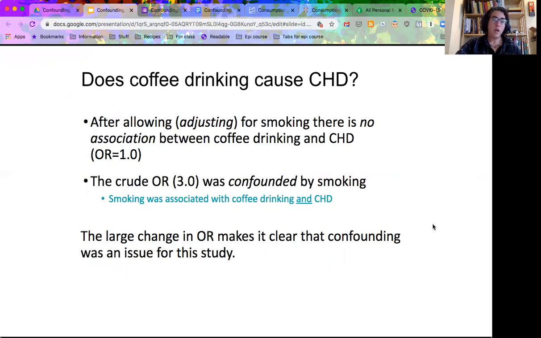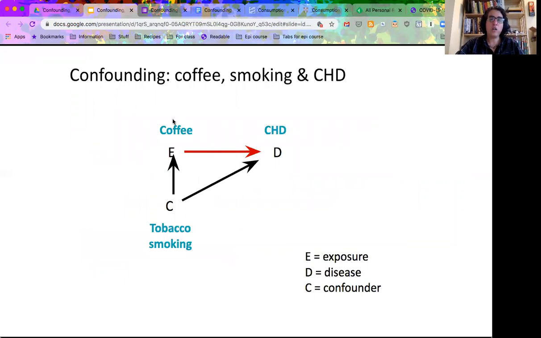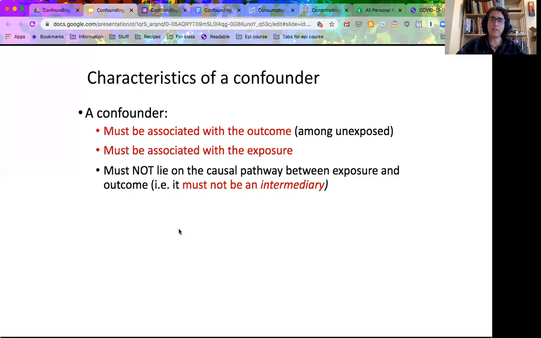A picture we like to draw looks like this. We have our exposure, coffee, and this so-called causal arrow. We want to know if coffee leads to coronary heart disease, D, that's my disease or my outcome. I have this confounder C of tobacco smoking, which is associated with both the exposure and the outcome. You're probably going to hear me say that a lot. That's a really important piece, and that makes it very hard to interpret this story.